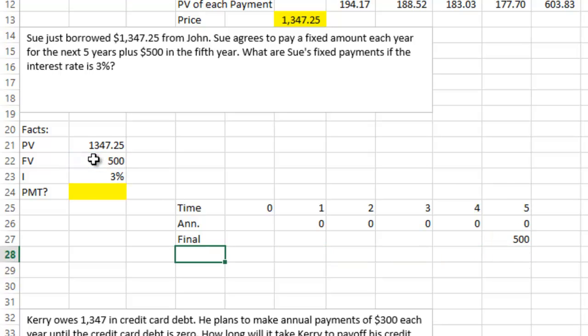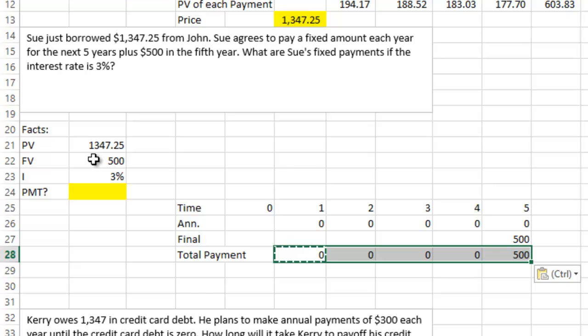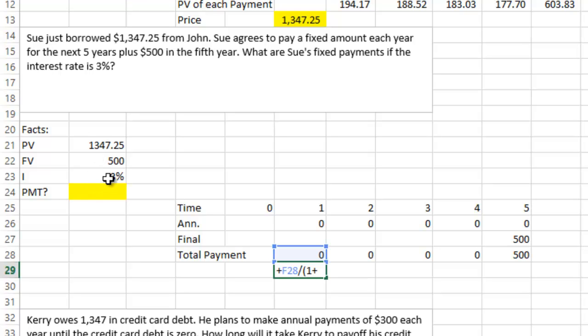I'm going to do my total cash payments. That's going to be the annual payment plus the final payment. I'm going to go ahead and copy that across. I'm going to go ahead and do the present value of each payment. That's the total payment divided by 1 plus the interest rate to the power of time. Again, I need to anchor that by hitting F4. I hit enter and I'll drag across.